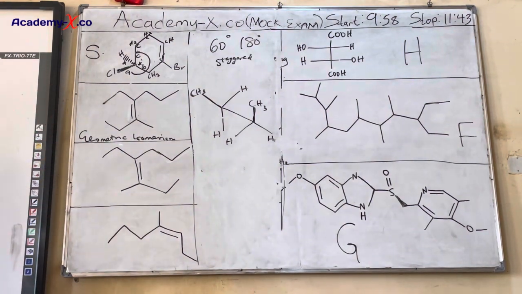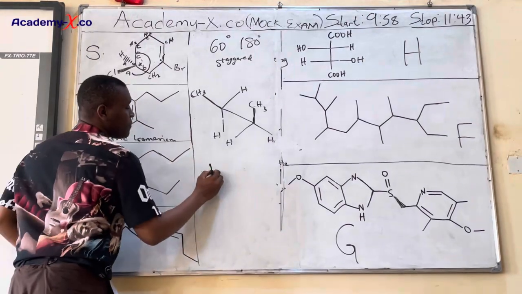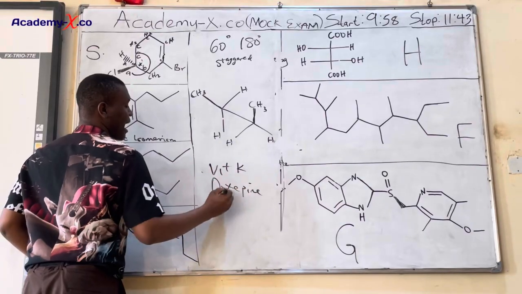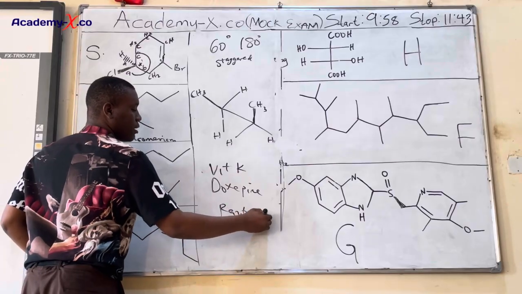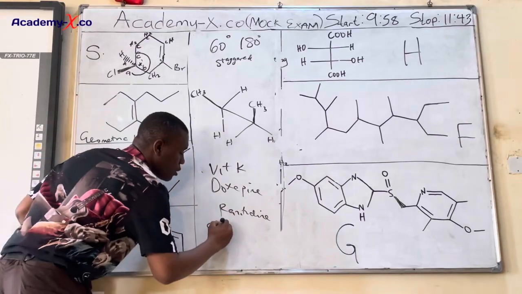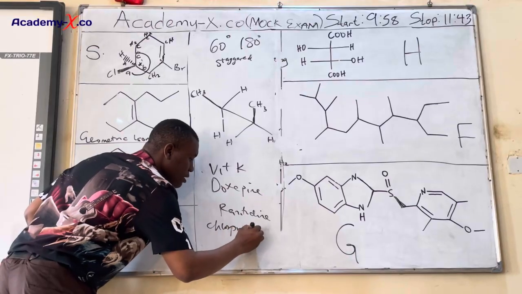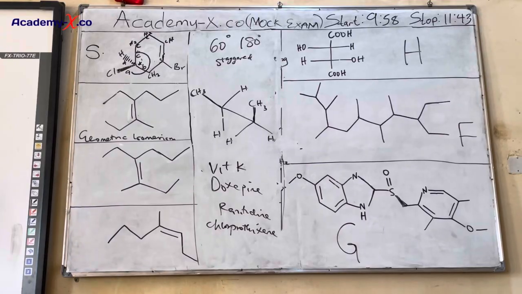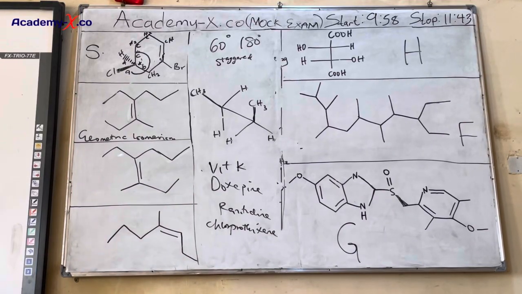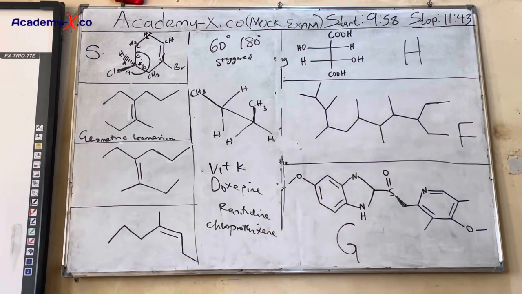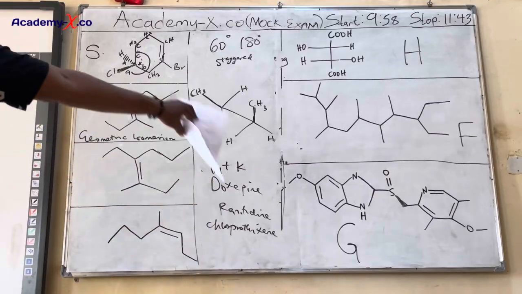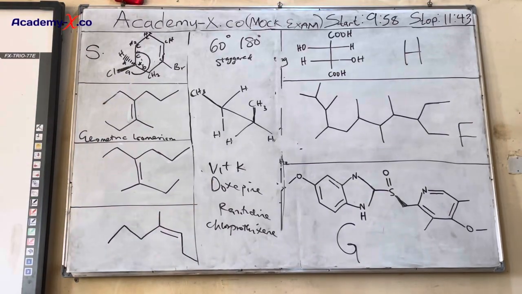So examples of drugs that have this geometric isomerism include something like vitamin K, doxepin, ranitidine, and chlorpromazine. So these are some examples of drugs that possess geometric isomerism. There are still other ones. You can actually look at the videos and see many of these. So I actually drew 4 of these drugs and I showed how you can assign E and Z configuration.